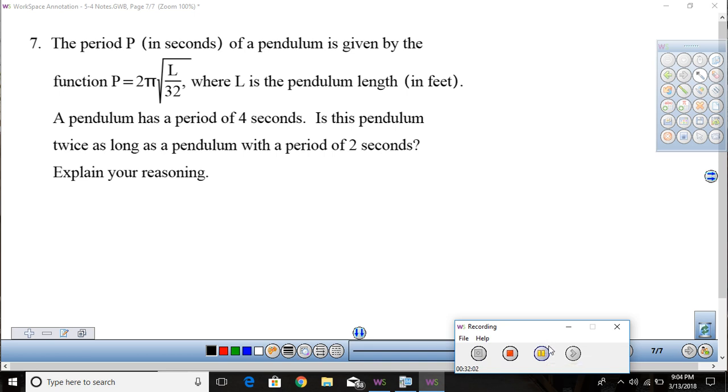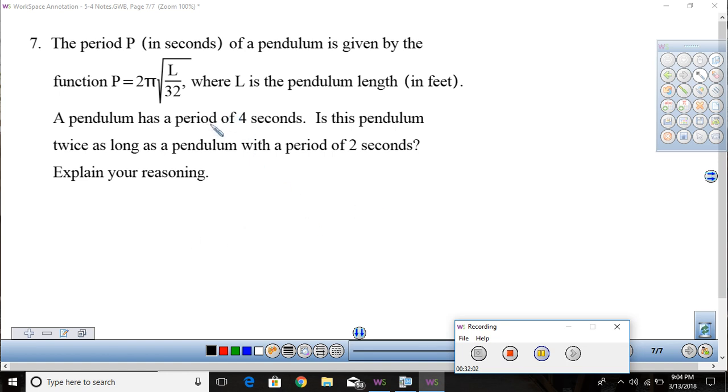So I don't know if you guys know this, but it's talking about like a clock pendulum, which is like the little thing at the bottom that goes back and forth and back and forth. And so the period of that pendulum is the amount of time that it takes for the pendulum to swing back and forth. All right? So we have a pendulum that has a period of 4 seconds. And then we want to know if it is twice as long as a pendulum with a period of 2 seconds.